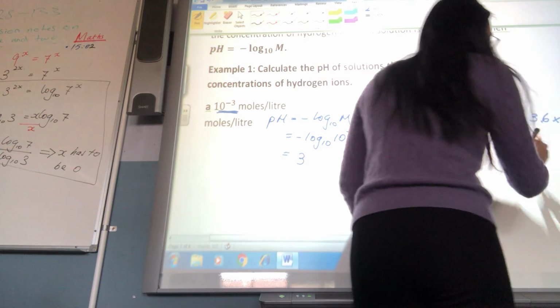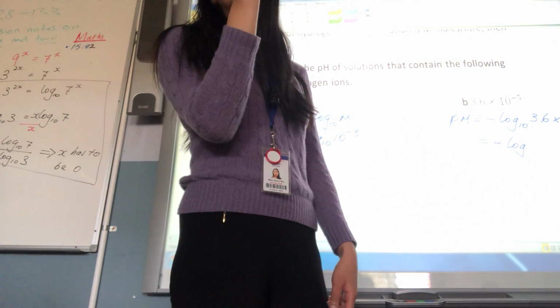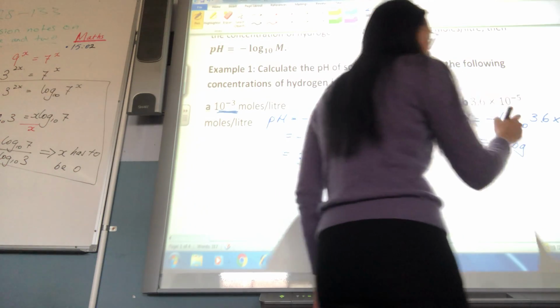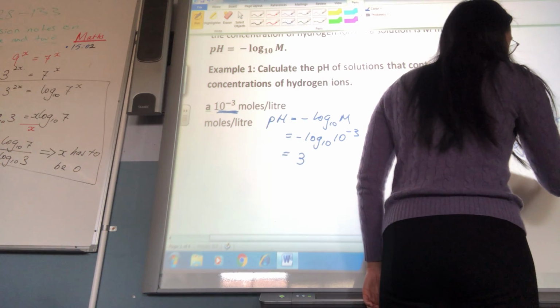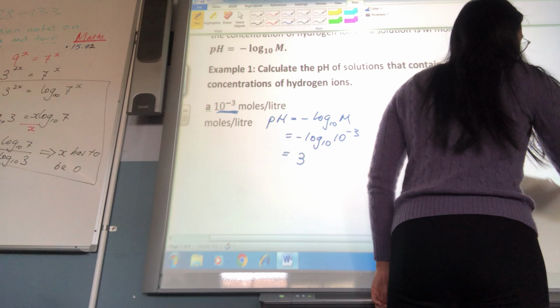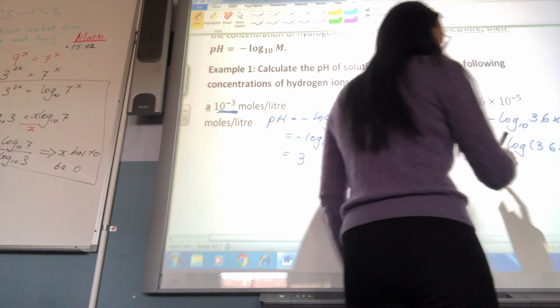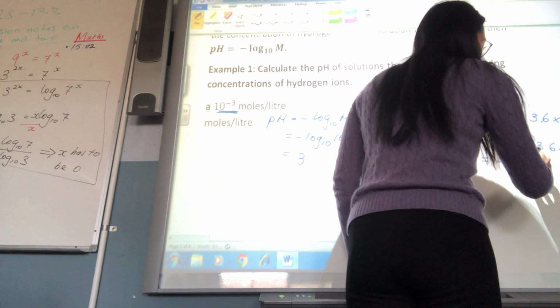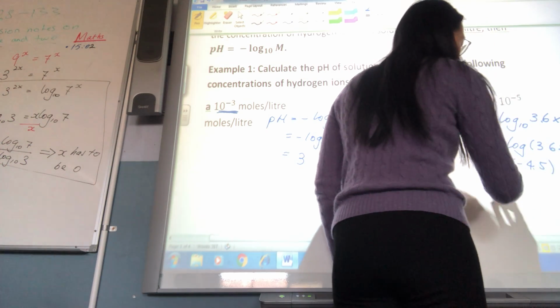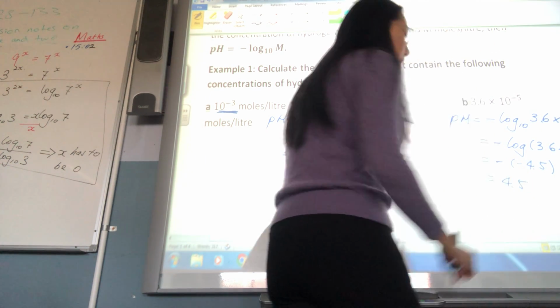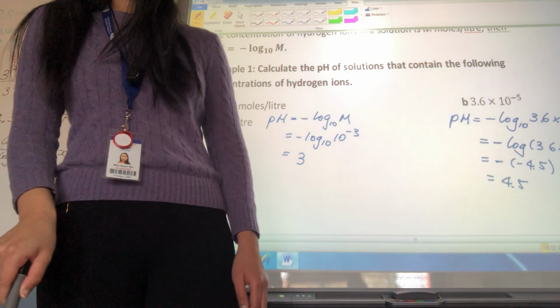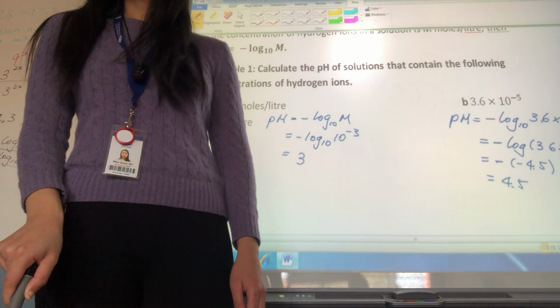Because log 10 is just log. Right? In your calculator, you're putting minus log 3.6 times 10 to the power negative 5. Minus 4.5. But then it's minus 4.5, so it will give you positive 4.5. Right? So it's just 4.5.